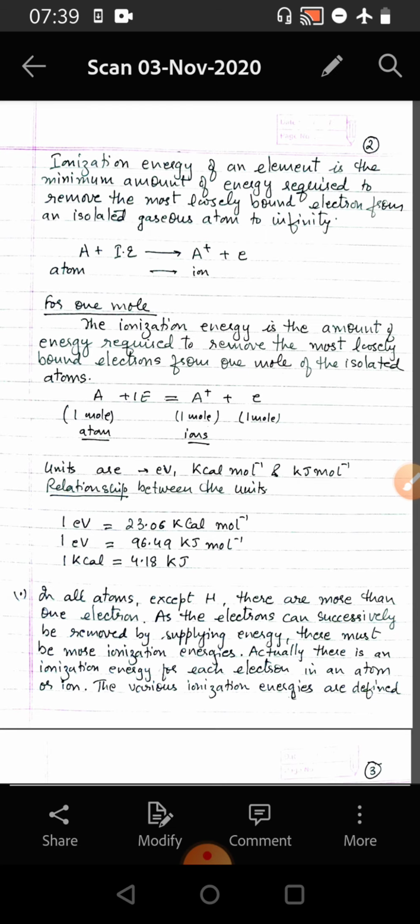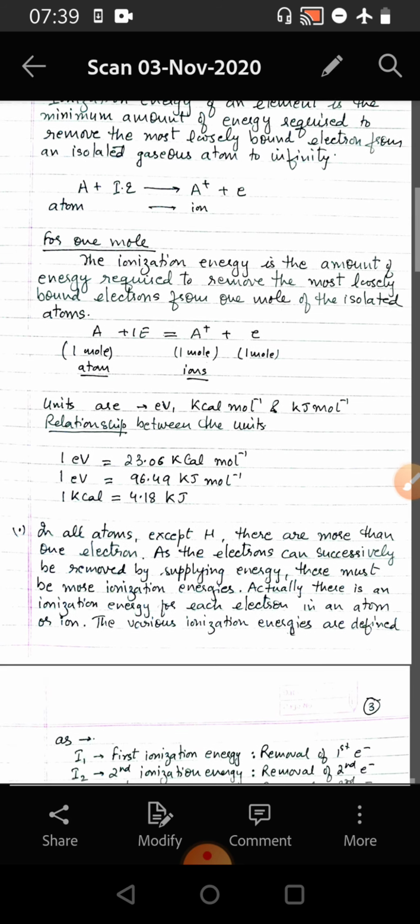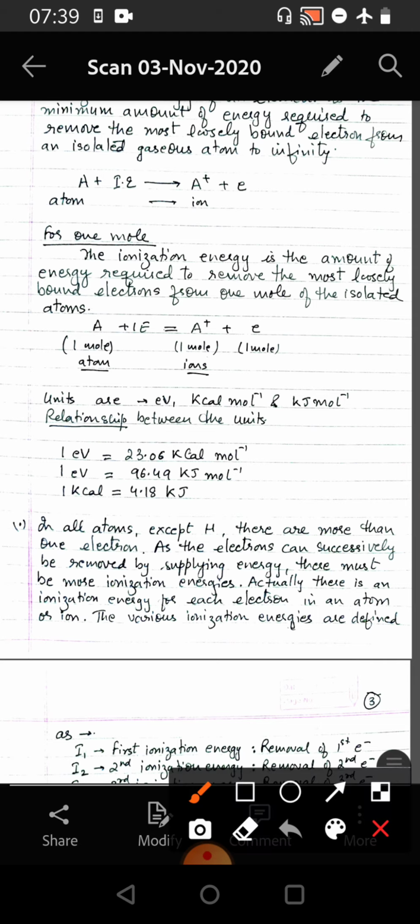Ionization energy of an element is the minimum amount of energy required to remove the most loosely bound electron from an isolated gaseous atom to infinity. That is, isolated atom A absorbs ionization energy and converts to A plus ion, and this electron is moved to infinity. If we say for 1 mole, then the ionization energy is the amount of energy required to remove the most loosely bound electron from 1 mole of atoms to give 1 mole of ions.